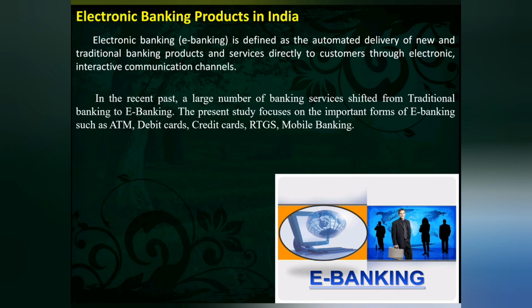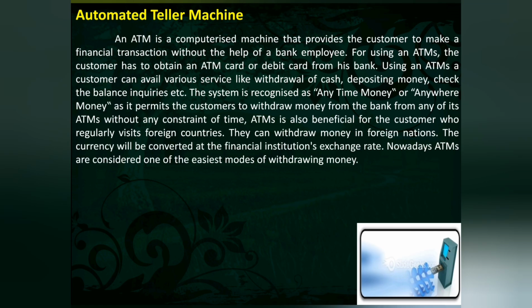Generally, electronic banking is called e-banking. E-banking is defined as the automated delivery of new and traditional banking products and services directly to customers through electronic interactive communication channels. In the recent past, a large number of banking services have shifted from traditional banking to e-banking. The present study focuses on the important forms of e-banking such as ATM, debit cards, credit cards, RTGS, NEFT, mobile banking, etc. Firstly, we should know what is meant by automated teller machine.